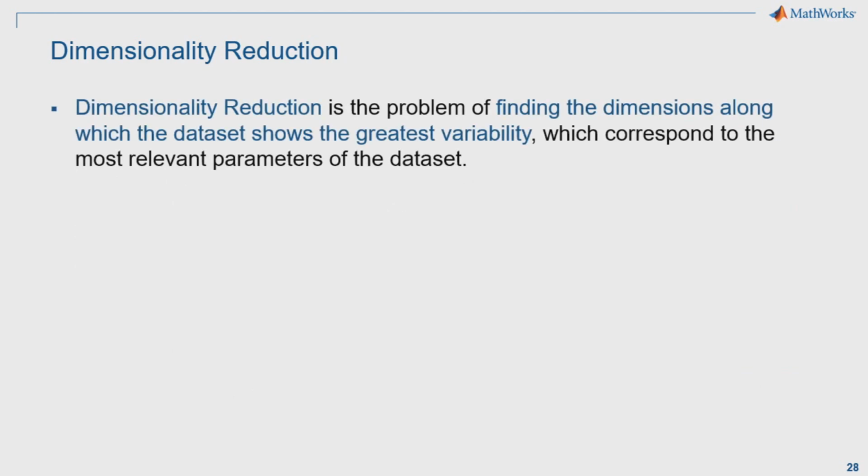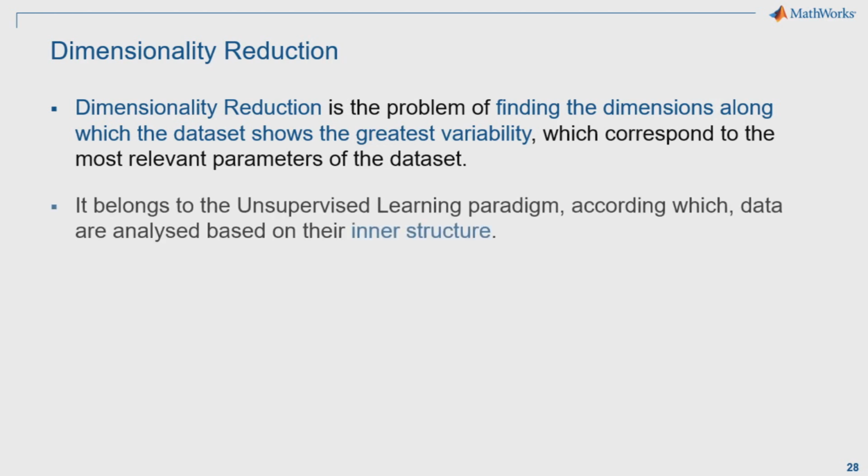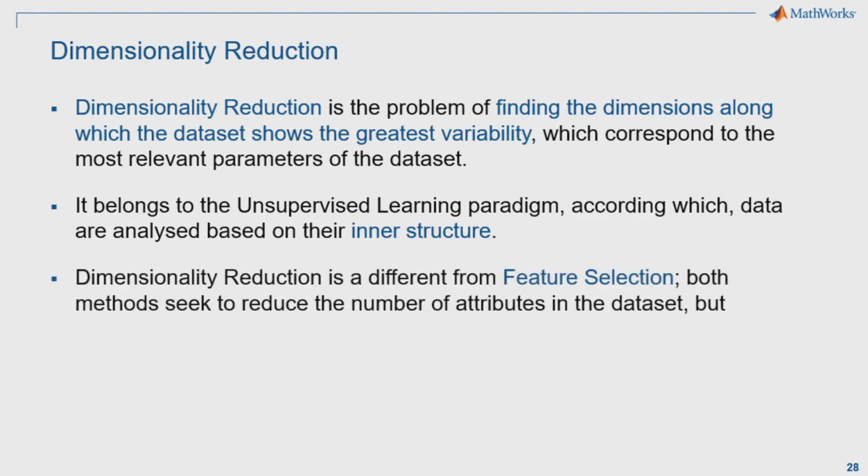So dimensionality reduction is the problem of finding the dimensions along which the dataset shows the greatest variability, which correspond to the most relevant parameters of the dataset. So, as I said, it belongs to the unsupervised learning paradigm, according to which we are trying to find the inner structure of our data. In particular, I would like to point out that dimensionality reduction is not exactly feature selection. So they are different things.